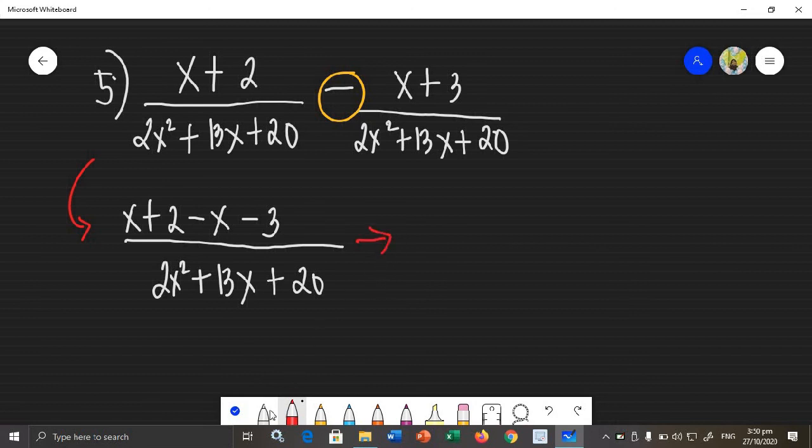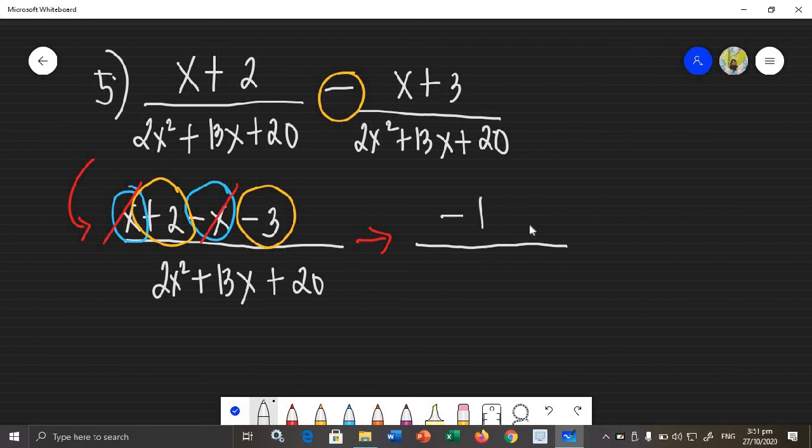Now, right after we rewrite the given over a single denominator, we will observe the numerator if there are common terms or same terms that we can combine. So, pwede natin pagsamahin si x and negative x, di ba? As well as si 2 and negative 3. So, x plus negative x, that will be cancelled. Okay? But, 2 plus negative 3, the answer is negative 1. Okay? Over the denominator, 2x squared plus 13x plus 20.